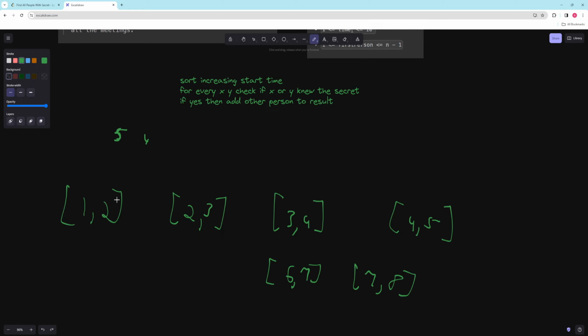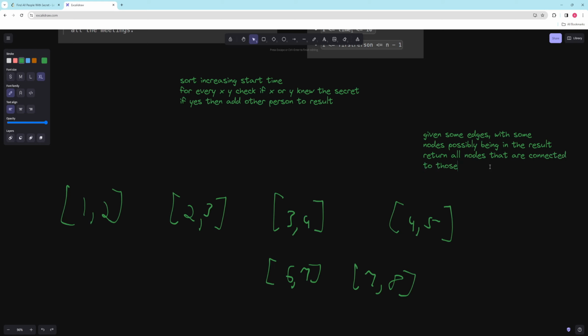We can try to simplify this problem. Given a bunch of edges and some nodes that are in the result, how do we put everything else that's connected to these nodes in the result? That's the problem, so we can write this down. Given some edges with some nodes possibly being in the result, return all nodes that are connected to those nodes efficiently. We want to be able to do this.